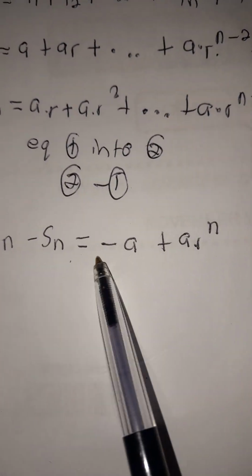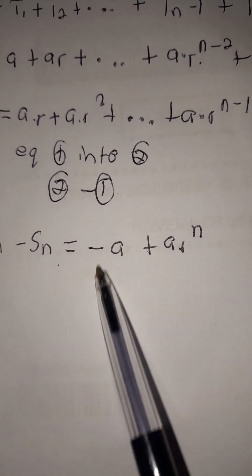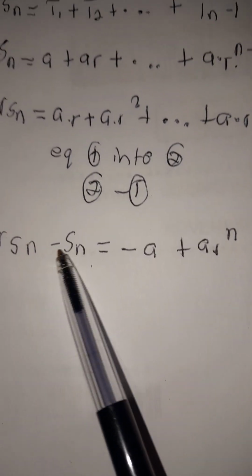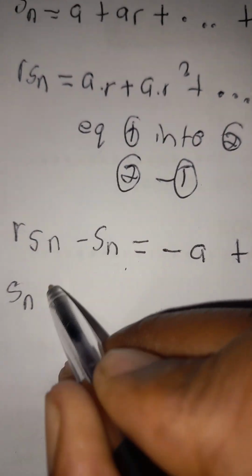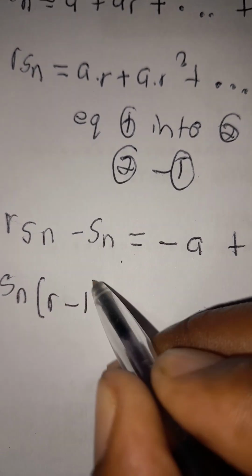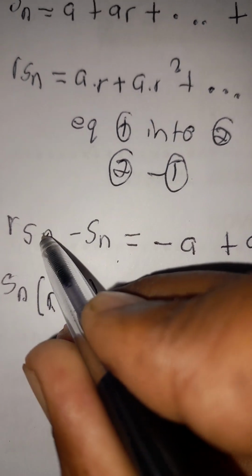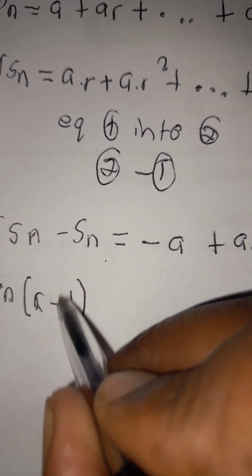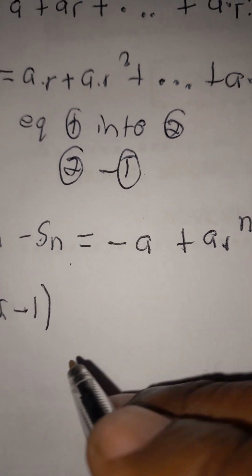But here we have a common factor. We can take out Sn in this case. When we take out Sn, we are left with r minus 1, because Sn times r is rSn, and Sn times negative 1 is negative Sn.